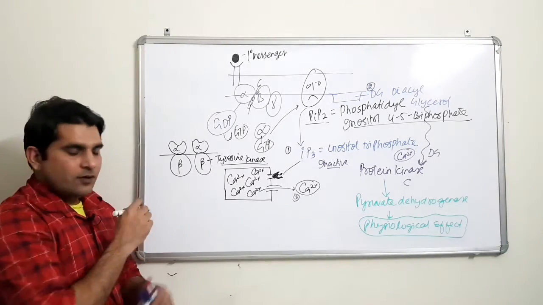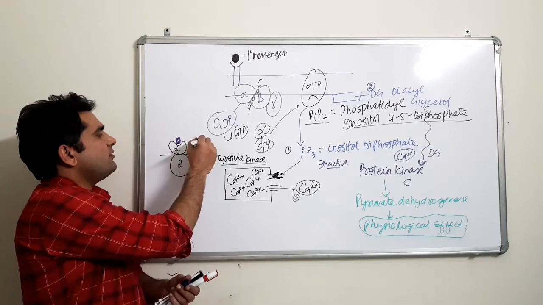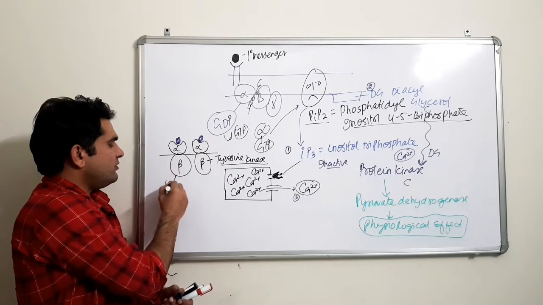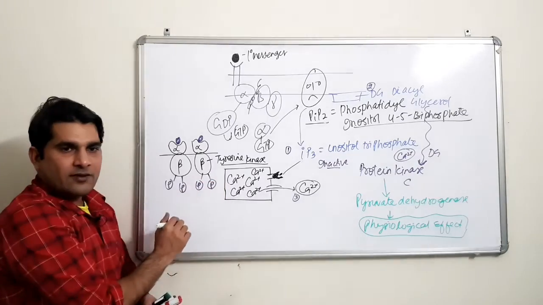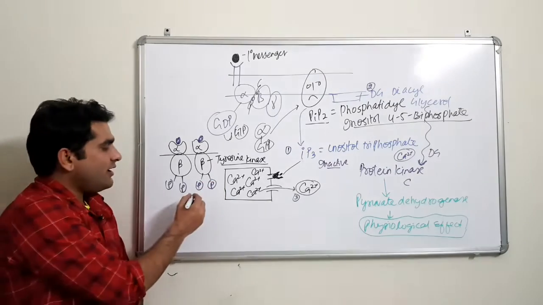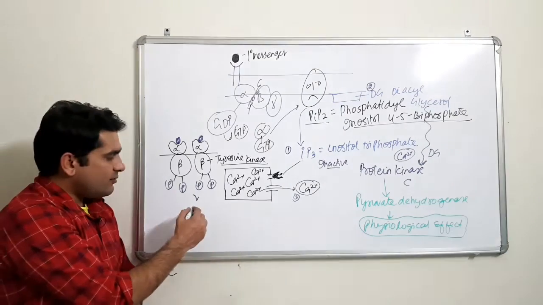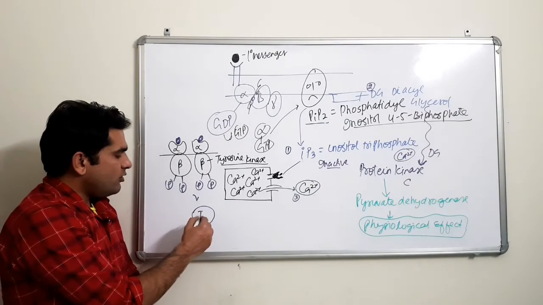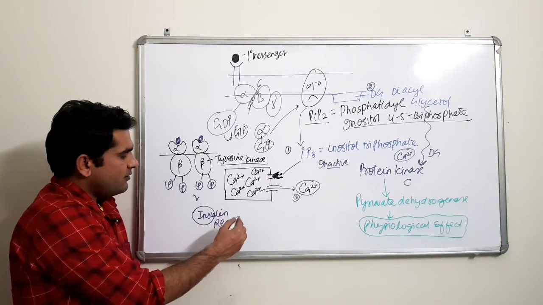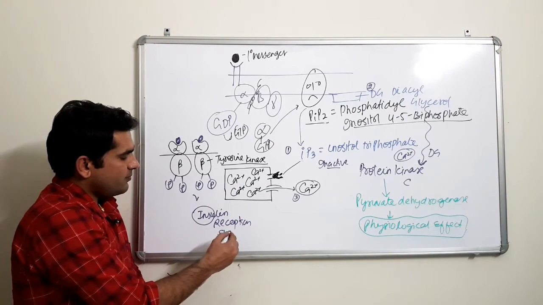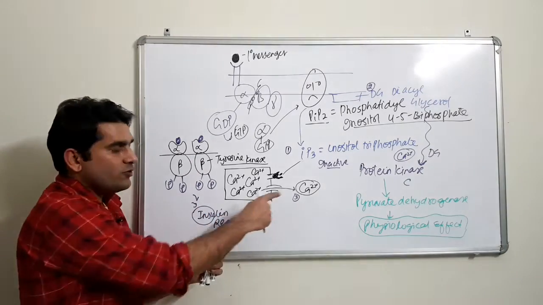You got my point? So when an insulin molecule comes and binds here, what happens? There is autophosphorylation of tyrosine kinase. It's like they have been charged. And once they are charged, they activate the other insulin receptor substrates in the cell. There is a complete system which we call the insulin receptor substrate system, IRS. And when the insulin receptor substrate system is activated, then the cascade would start.